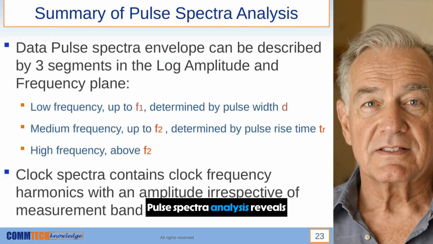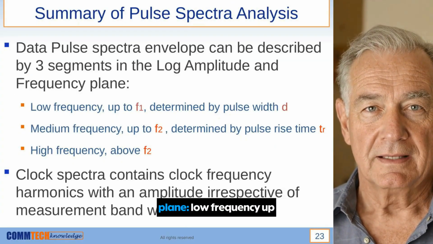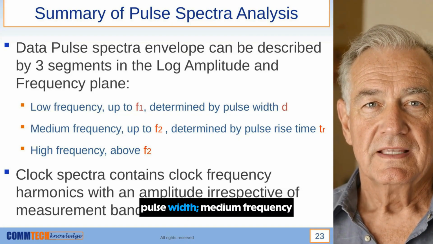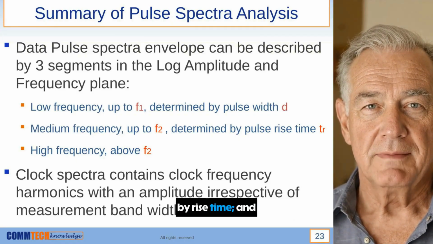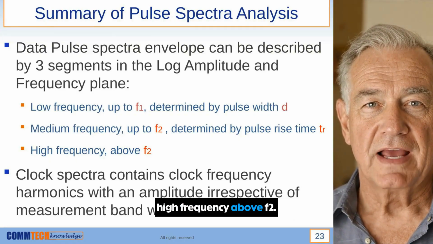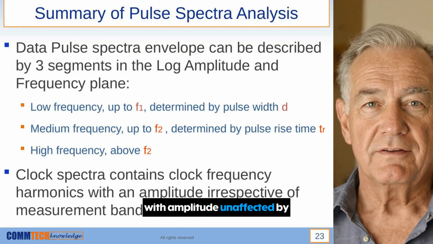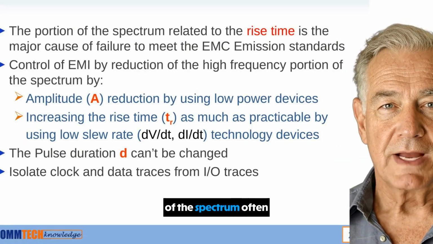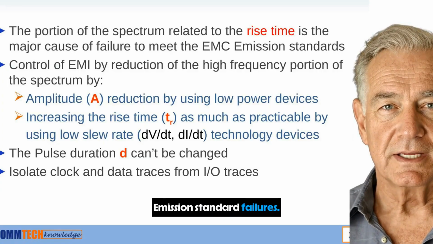Pulse spectra analysis reveals 3 segments in the log amplitude and frequency plane: low frequency up to F1, defined by pulse width, medium frequency up to F2, defined by rise time, and high frequency above F2. Clock spectra include harmonics with amplitude unaffected by measurement bandwidth. The rise time segment of the spectrum often leads to electromagnetic compatibility emission standard failures.